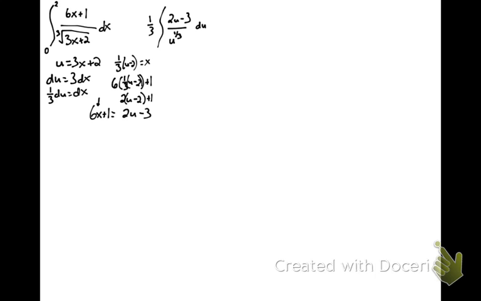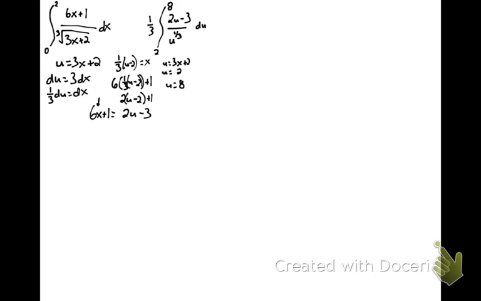Now I do have one more issue though, and that's that my limits of integration are in terms of x, and now everything is in terms of u, so they need to be in terms of u as well. If u equals 3x plus 2, when x is 0, u is 2. And when x is 2, u is 8. So my limits of integration in terms of u are now 2 and 8, respectively.